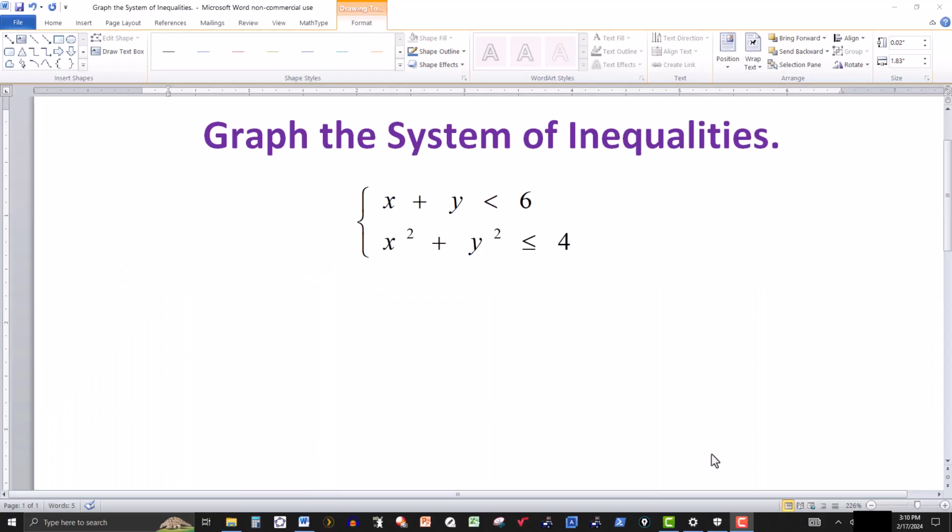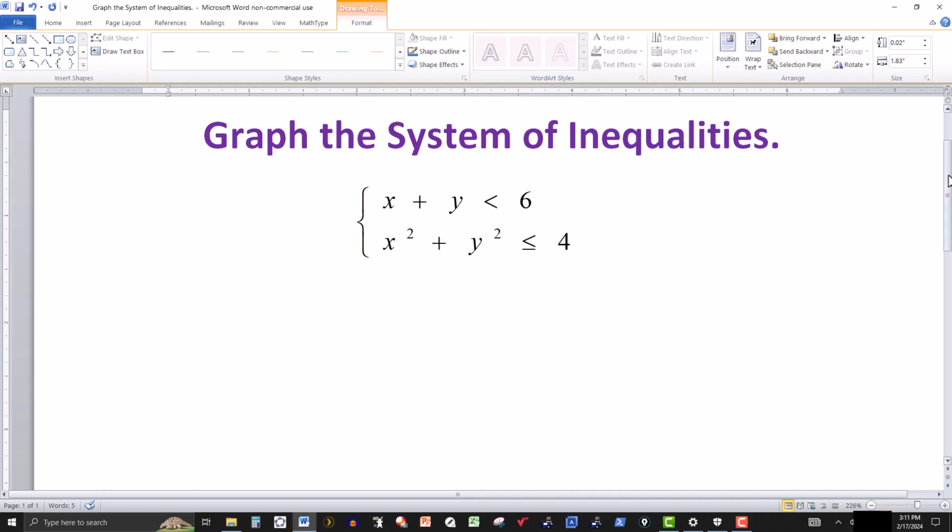For this video, we want to solve the system of inequalities given here. And by that, it means to find the graph of the solution set. So we want to find all the points that satisfy the first inequality, all the points that satisfy the second inequality, and where these points intersect, that region will be the solution.